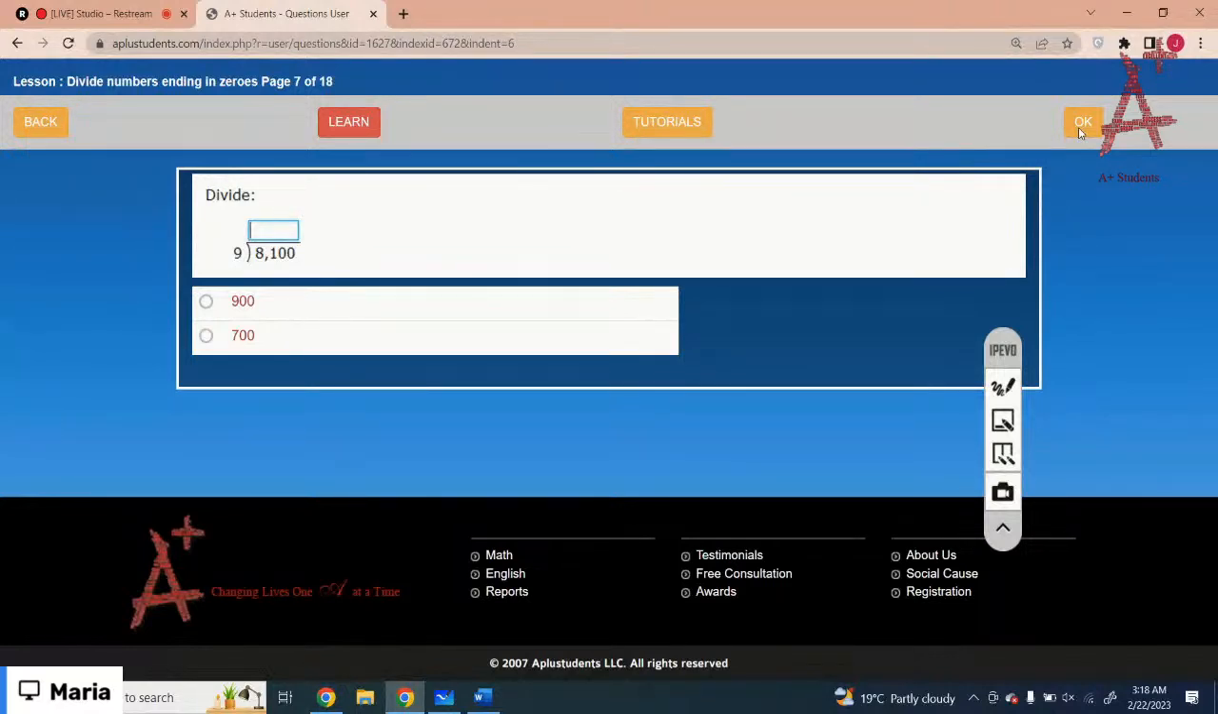Okay, 8100 divided by 9. You have to divide 81 by 9. 9 times what number is 81? 9 times 9 is 81, and you have to add the 2 zeros. So it is 900. So the correct option is 900.